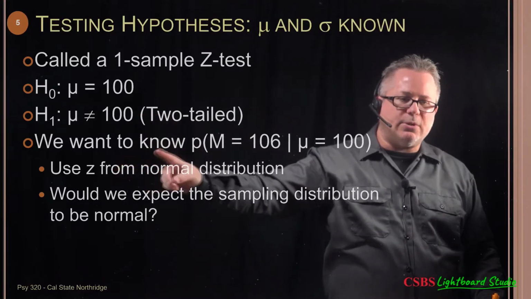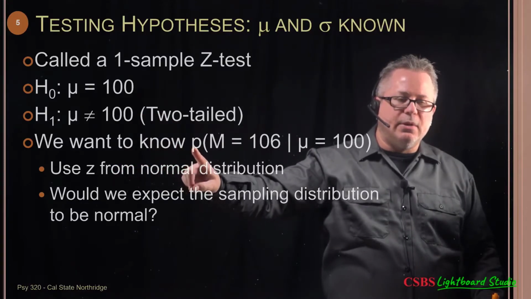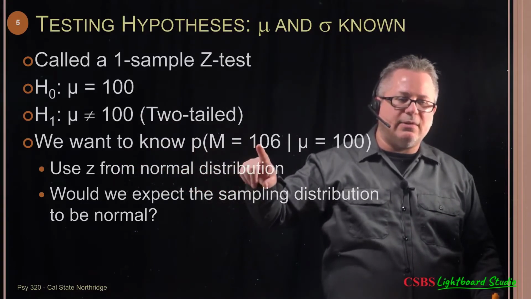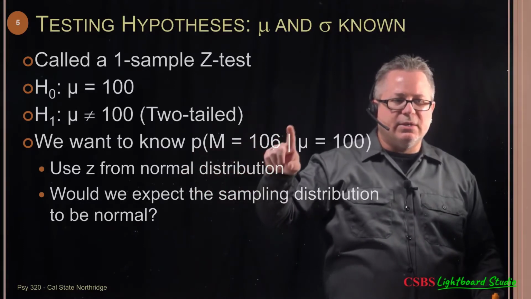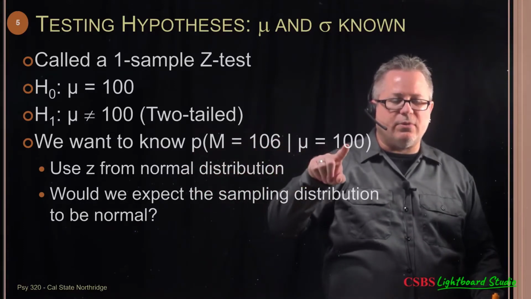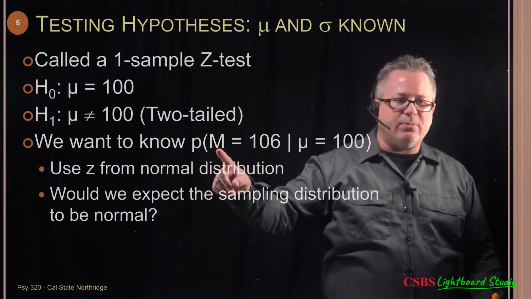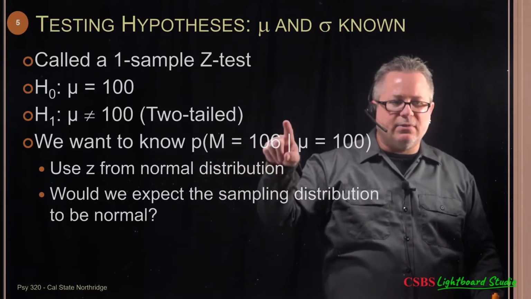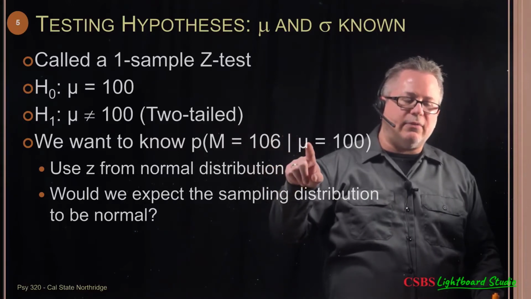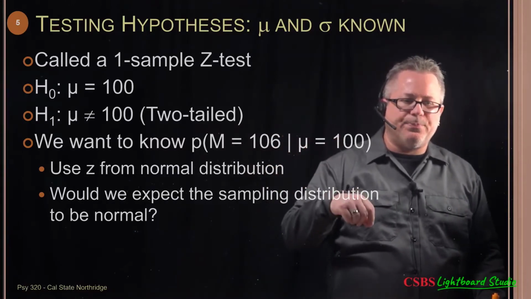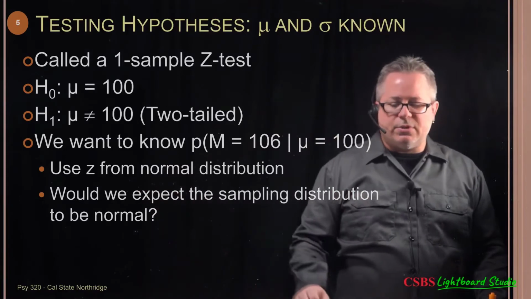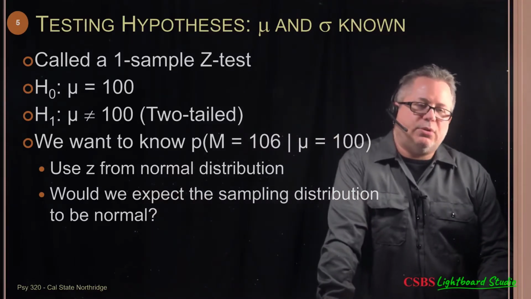So we want to know the probability of getting a mean of 106, given that the population mean is 100. This is what we're trying to test for. What's the probability of getting a sample with a mean of 106, conditioned on having a population mean equal to 100? So we're going to use z-scores from a normal distribution.